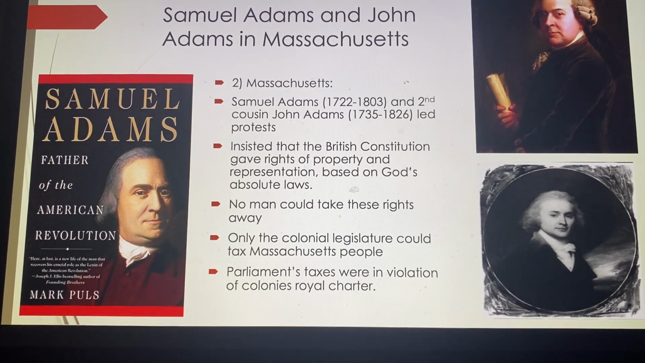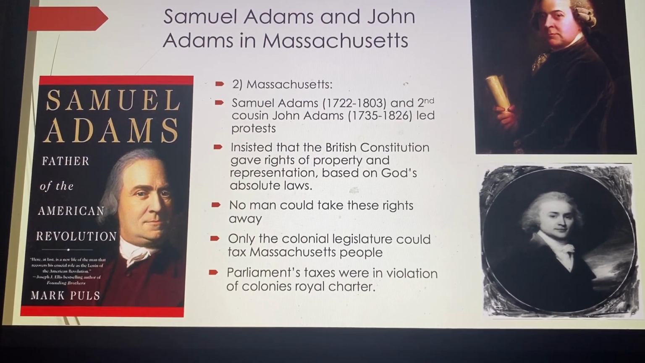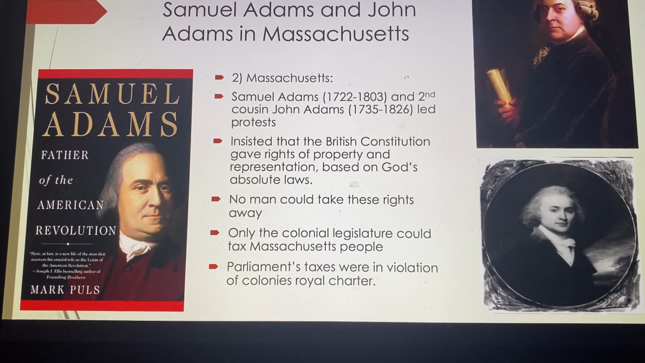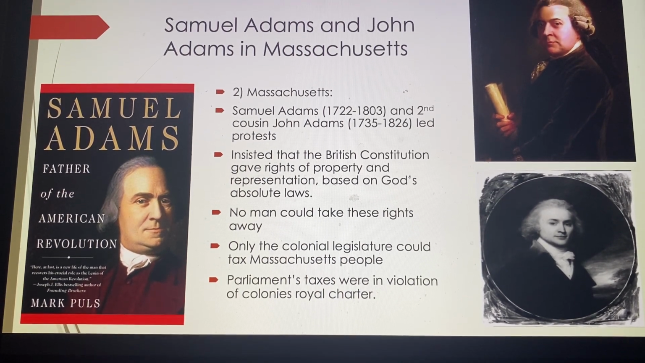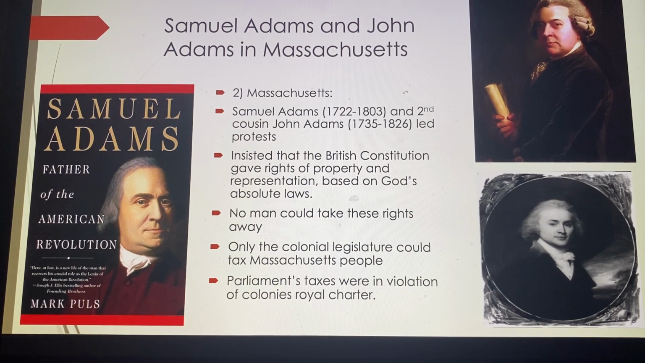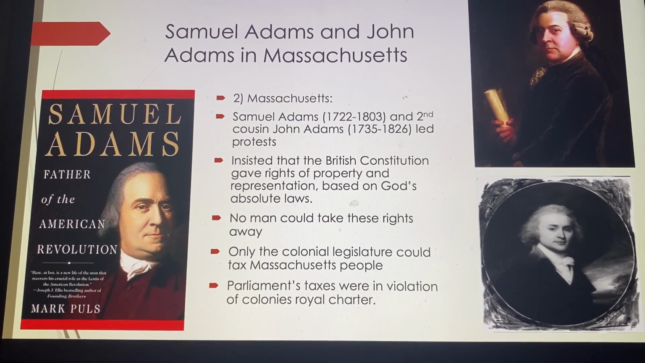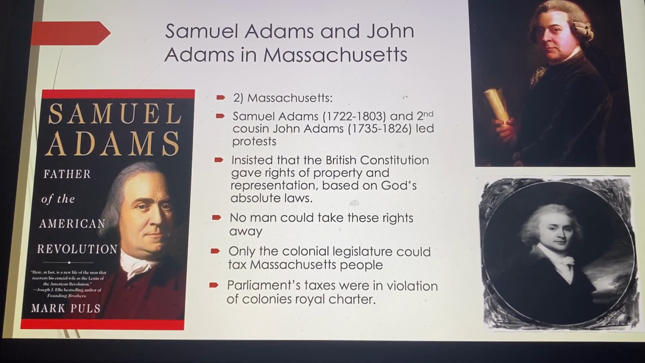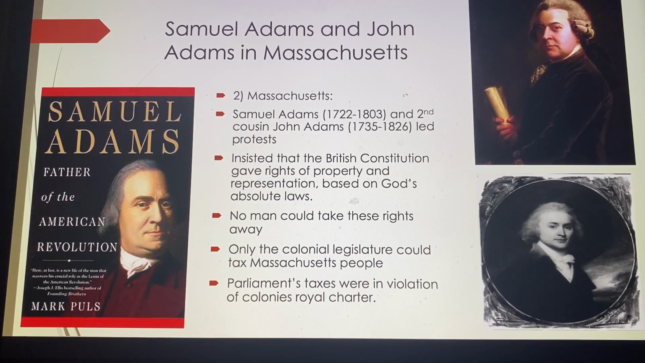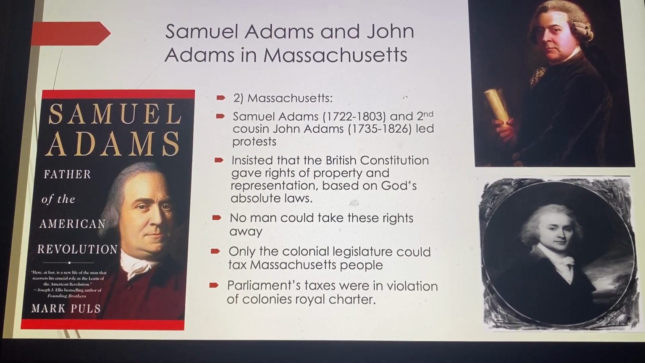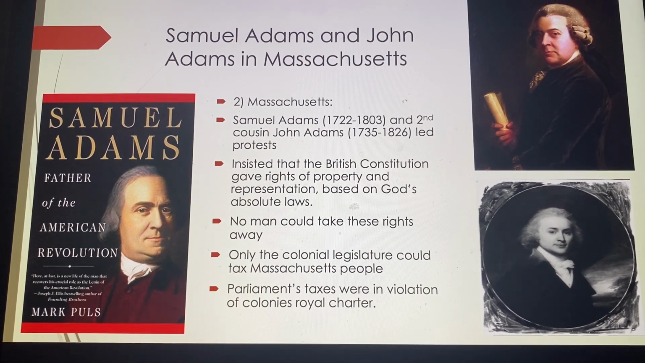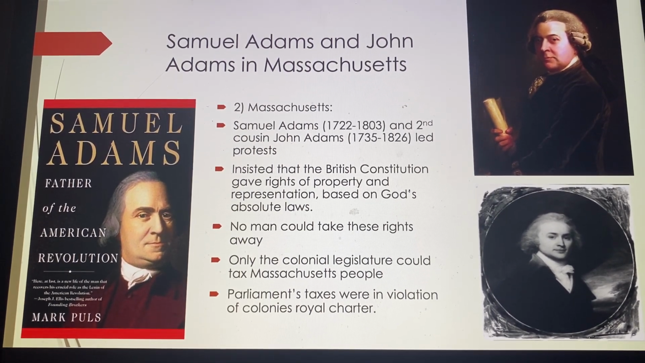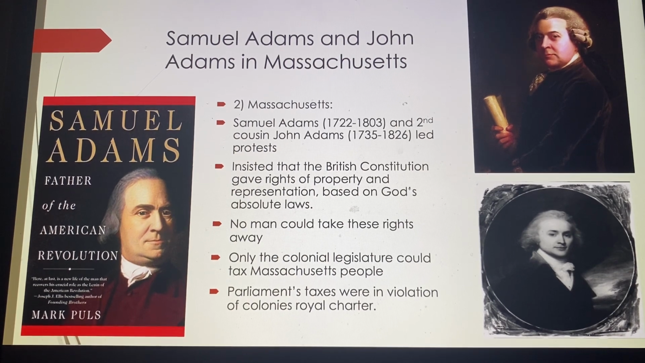Samuel Adams and John Adams in Massachusetts. That was Virginia. Now we're looking at Massachusetts. Samuel Adams, who we are actually descended from, a famous patriot, and his cousin John Adams led protest. They insisted that the British Constitution gave the rights of property and representation based on God's absolute laws. No man could take these rights away. Only the colonial legislature could tax Massachusetts people. Parliament's taxes were in violation of the colony's royal charter.